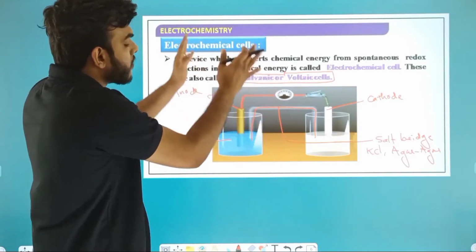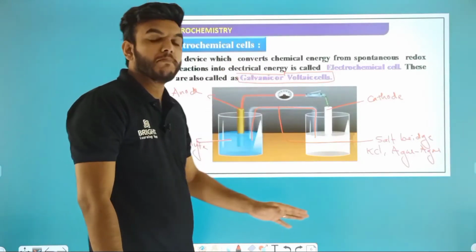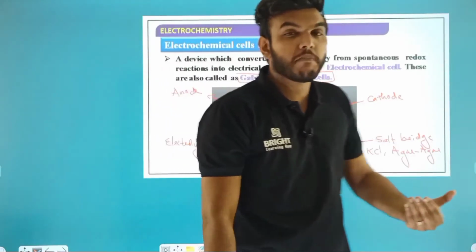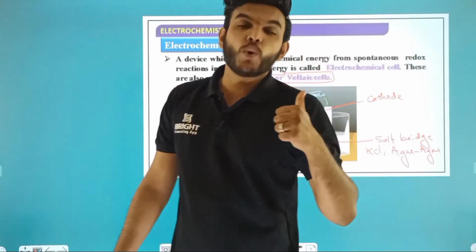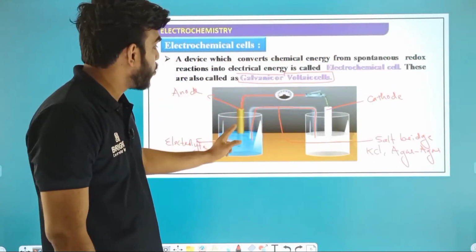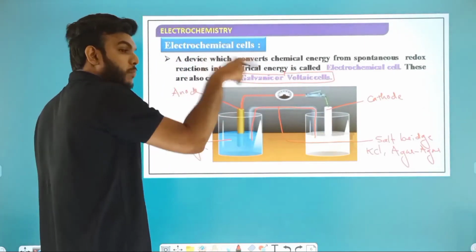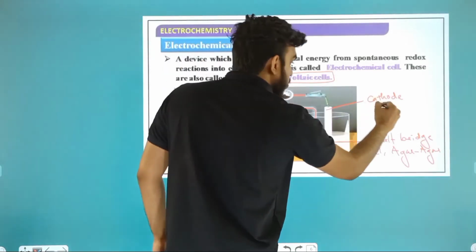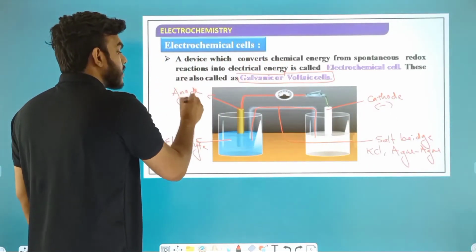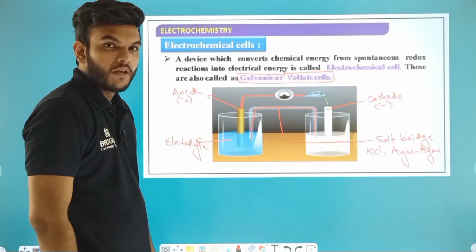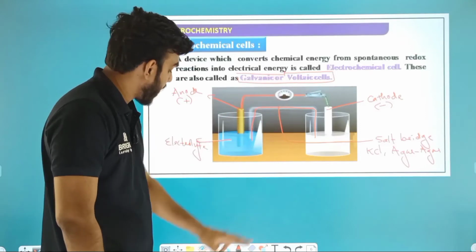This is the actual representation of a galvanic cell, and this figure is quite important for you when we explain the cell representation and the cell reaction. You have to draw these structures. You have to show an anode, you have to show a cathode. Anode is negative, cathode is positive. This is the concept of a galvanic cell.